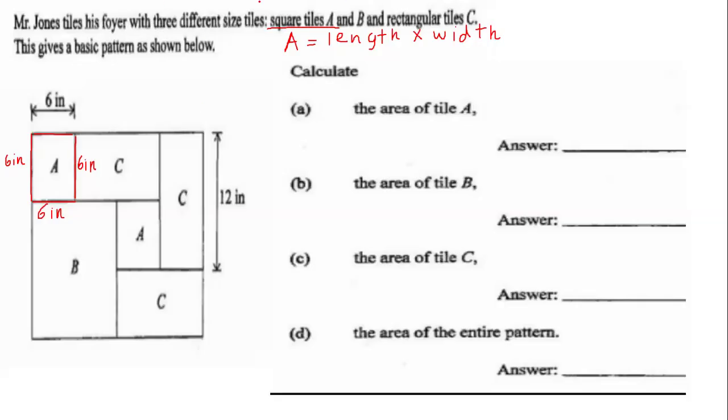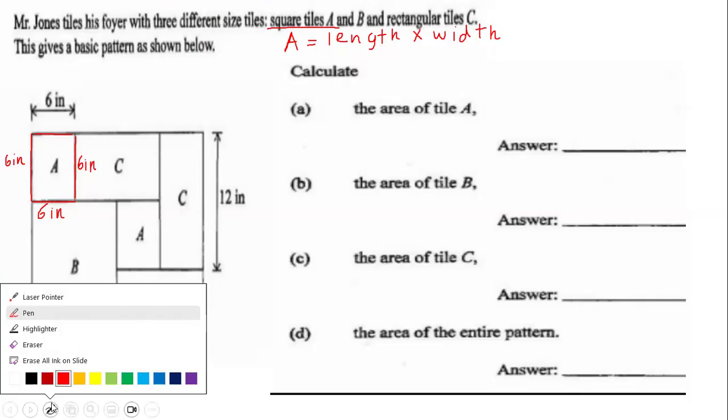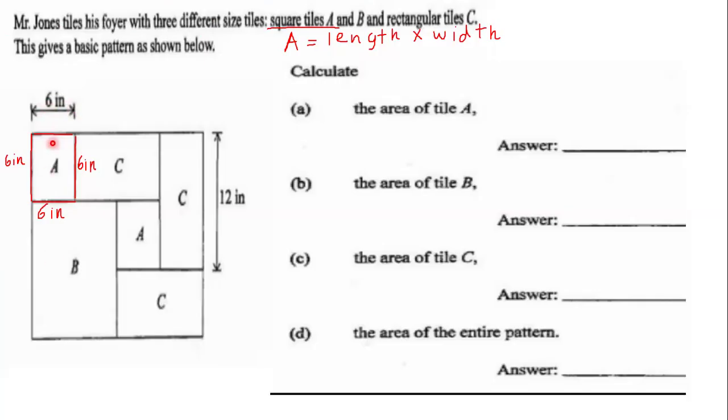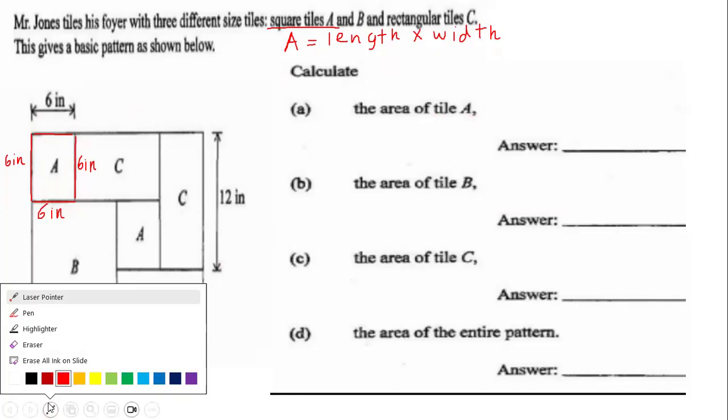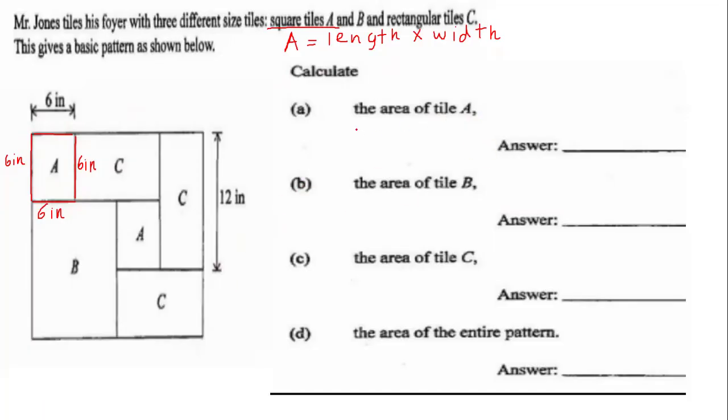Because they gave us a hint, they told us that this is 6 inches, and if it's a square, then all sides are equal. So this is 6 inches, this is 6 inches, this is also 6 inches. So what is the area of tile A? Area is equal to what? What's the area of a square? Length times width. Very good.